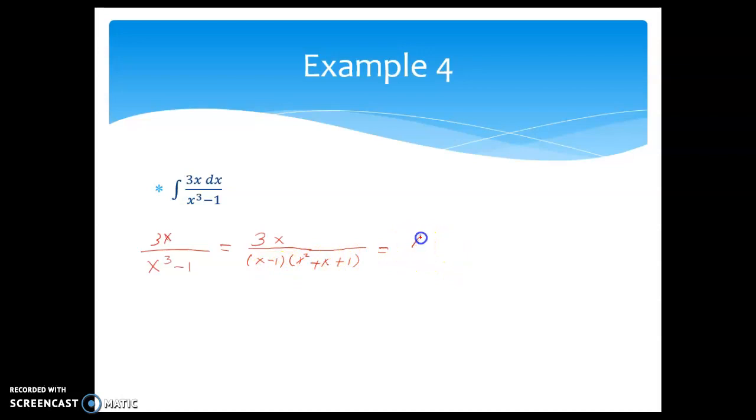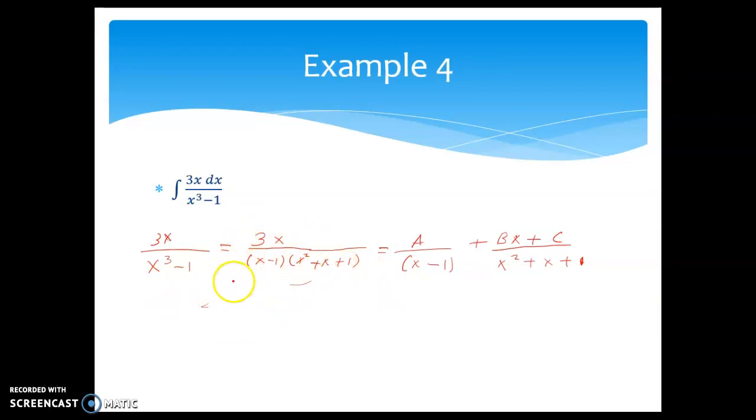So the decomposition would be a over x minus 1, because here I have an irreducible quadratic function, I'm going to have bx plus c over x squared plus x plus 1.